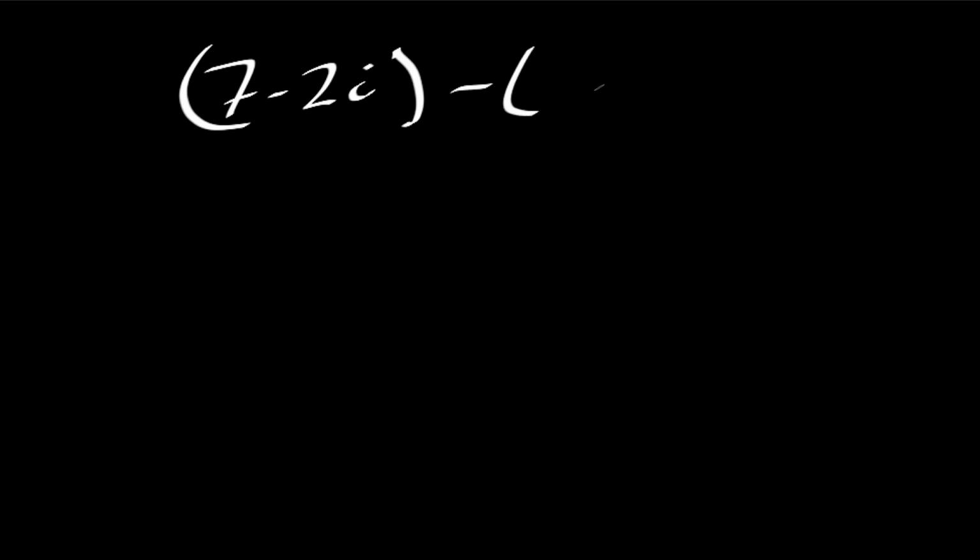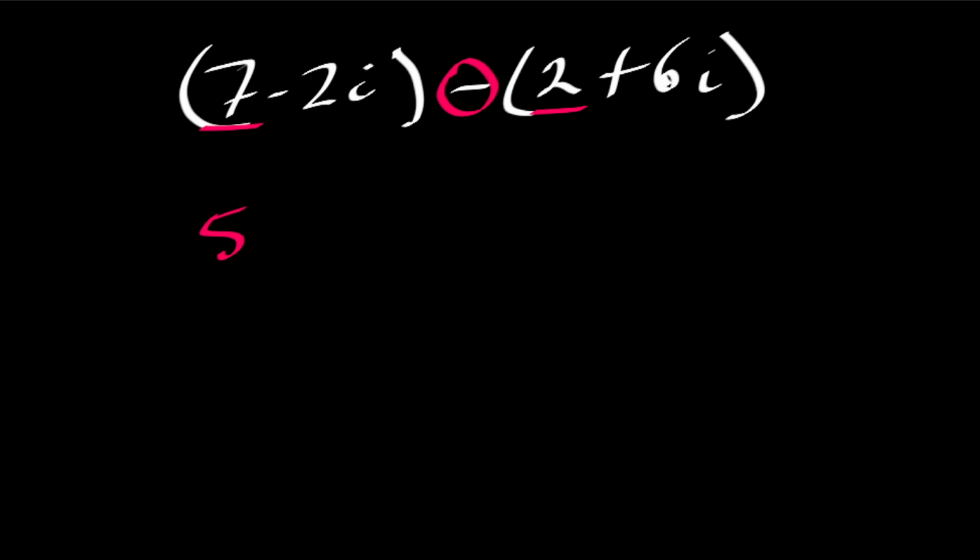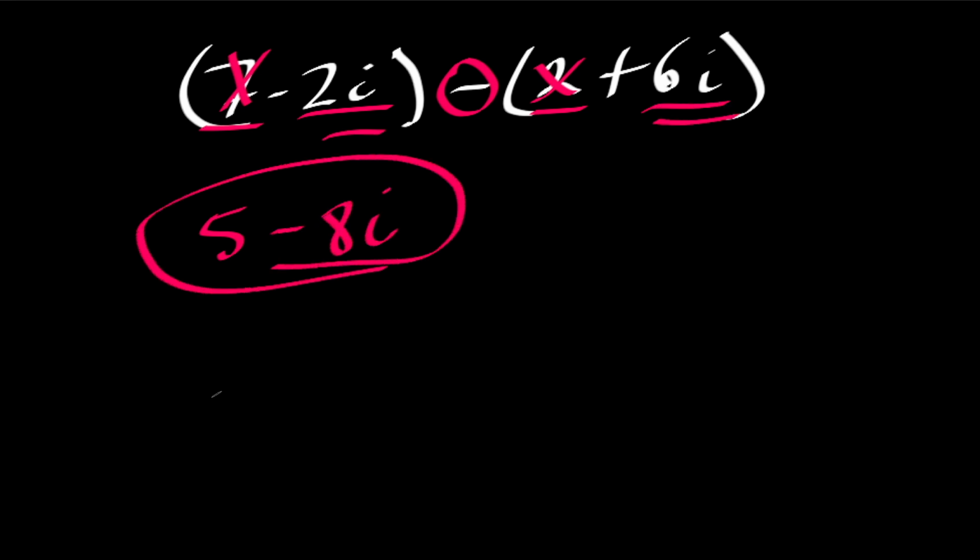So the adding and subtracting is pretty straightforward. Another example, and you could probably even do this one on your own. Let's say I did 7 minus 2i minus 2 plus 6i. Once again, we're just combining like terms. So 7 minus 2 would be 5. And then we would do negative 2i minus 6i, which would be minus 8i. So there would be my answer.